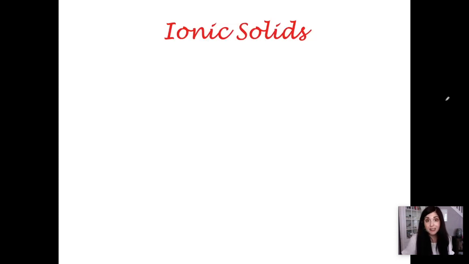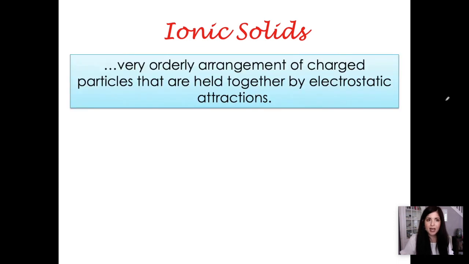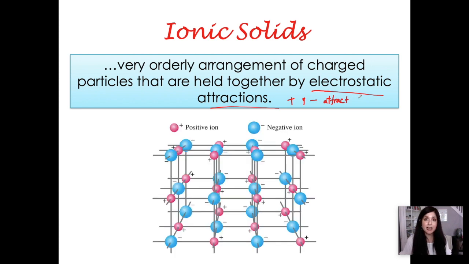So your first type of solid is an ionic solid. And ionic solids are very orderly arrangements of charged particles that are held together by electrostatic attractions. And if you're not familiar with the phrase electrostatic attractions, these just mean that positives and negatives attract one another like a magnet. So positives and negatives attract. In chemistry, that's what we call an electrostatic attraction. Because we have these positively and negatively charged particles, like a magnet, they attract one another.